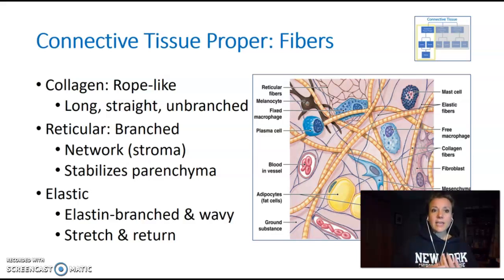It's rope-like and it's straight. It's not branched, and it's going to have a very high tensile strength, which means that if you try to stretch it from end to end, it's not going to split in the middle. Reticular fibers are actually made up of collagen fibers, but they're not long and unbranched.